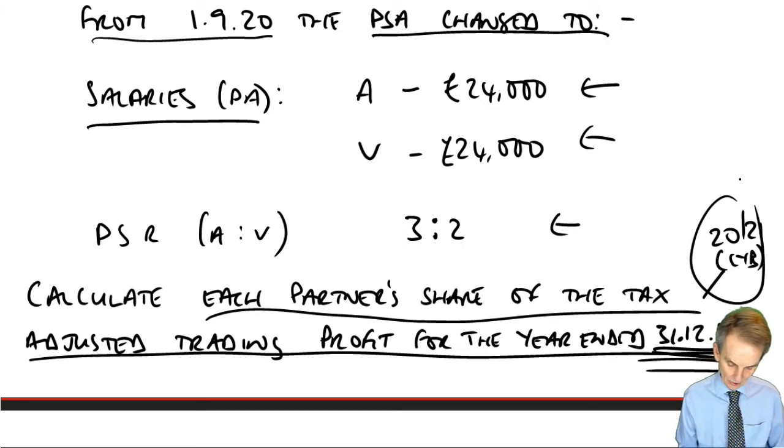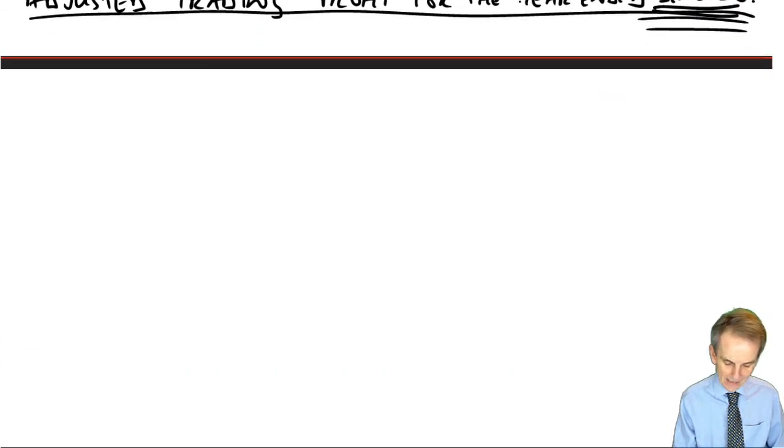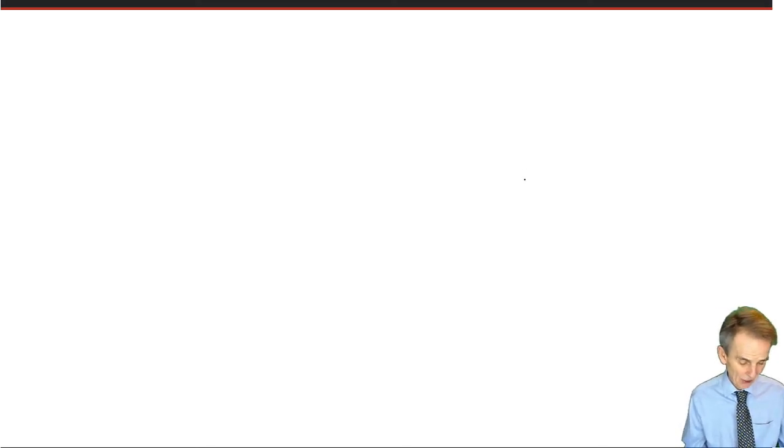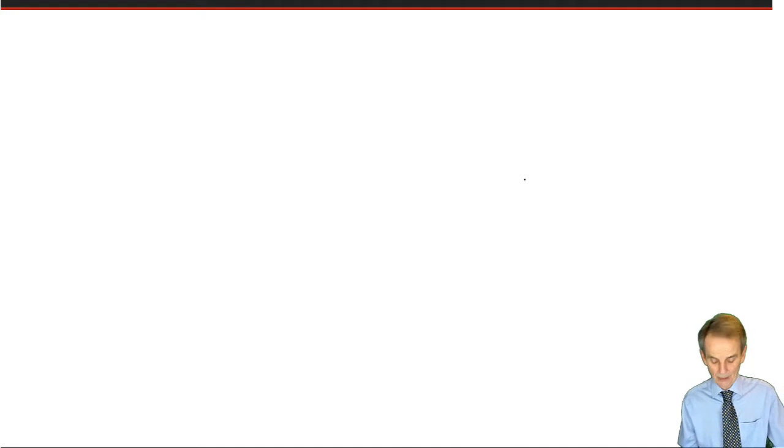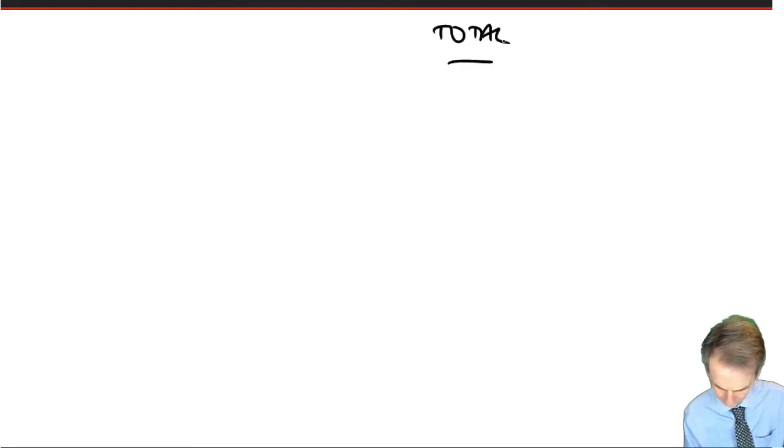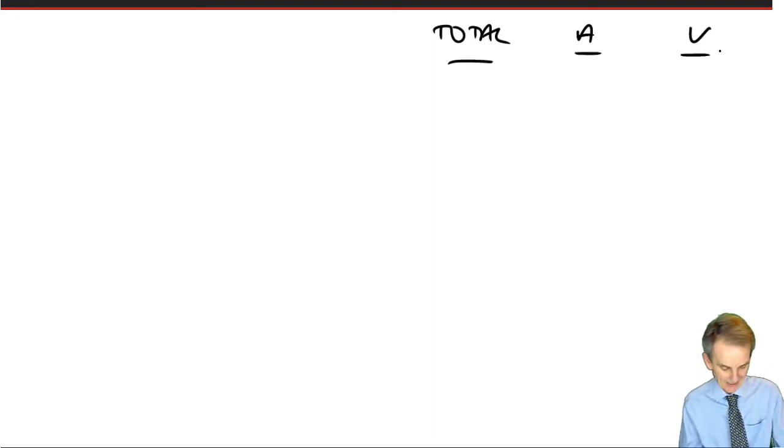Okay, now I said to you this was a very mechanical exercise here, and it is. There is nothing in the way of technical problems here. It's just how do we structure our answer. So, depending on how many partners there are, here there are 2, we'll need a total column. We're going to need columns for each partner and a total column. Now, whether you put the total column as the first or last column doesn't matter. But we're going to have total, and we're going to deal then with each partner, partners A and V.